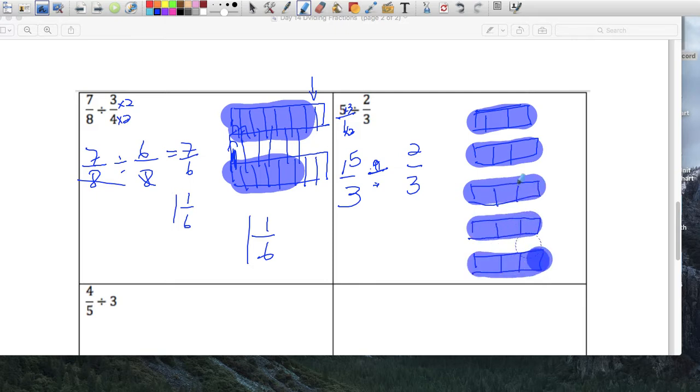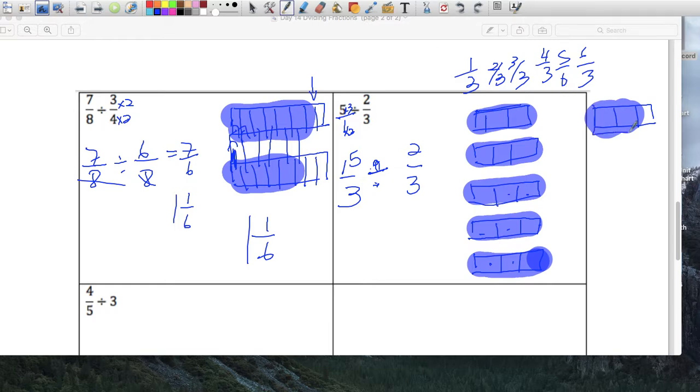This is 15 over 3. So that's 1/3, 2/3, 3/3, and then this one over here would be 4/3, 5/3, 6/3, 7/3, 8/3, 9/3, 10/3, 11/3, 12/3, 13/3, 14/3, 15/3. So total of 15/3. And 2/3 looks like this, right? The same box. And instead of shading all of them, you only have 2/3.